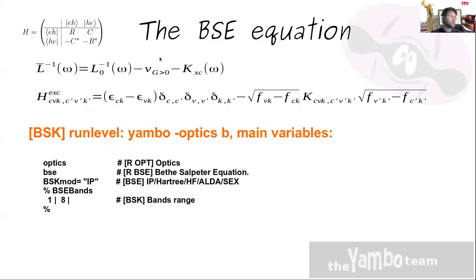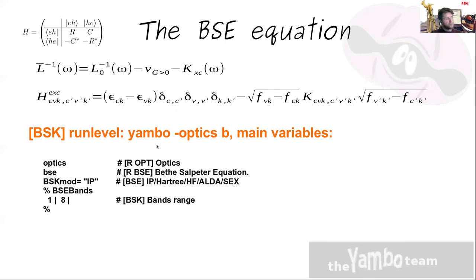And then these two terms are the derivative of the Hartree kernel, which is called the electron exchange, and the derivative of the exchange correlation self-energy, which give rise to the exchange correlation kernel.